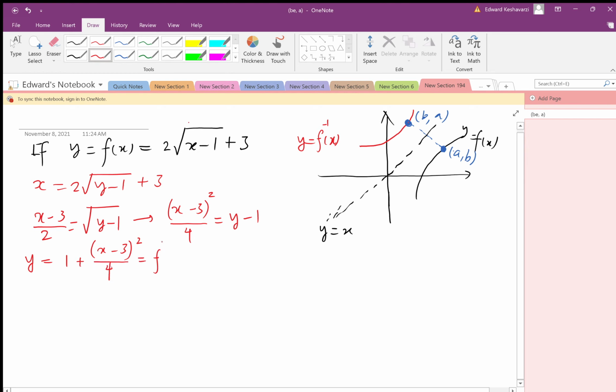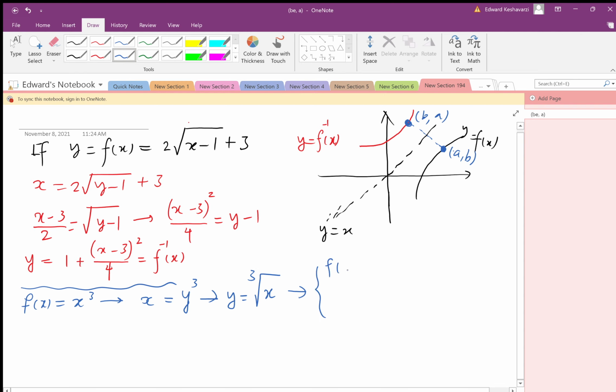I'm going to give you another quick example. If f of x equals x cubed, I'm going to find the equation of inverse function. Let's switch x and y. So x becomes y cubed, and then y obviously becomes the cube root of x. Therefore, if f of x equals x cubed, f inverse of x equals cube root of x.